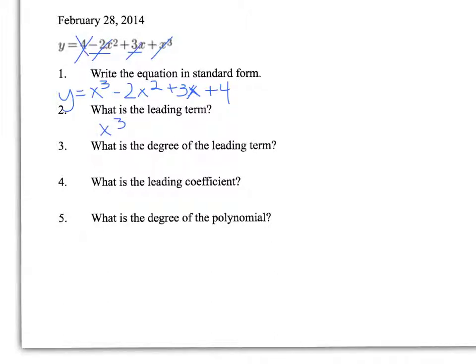What's the degree of the leading term? 3. What's the leading coefficient? Well, I don't see a number there. So that means that the multiplier is 1. We have 1x cubed. What's the degree of the polynomial? The degree of the polynomial is the degree of the leading term, which would be 3.